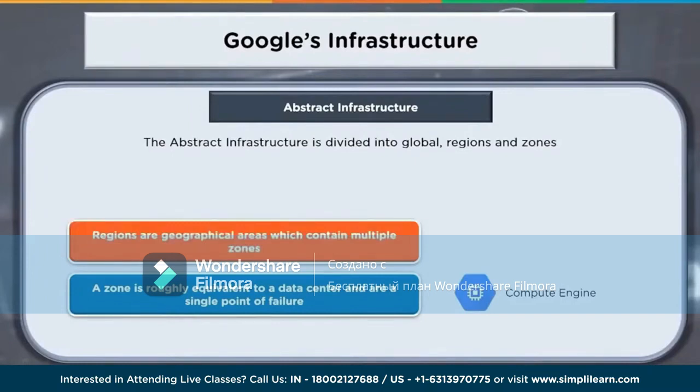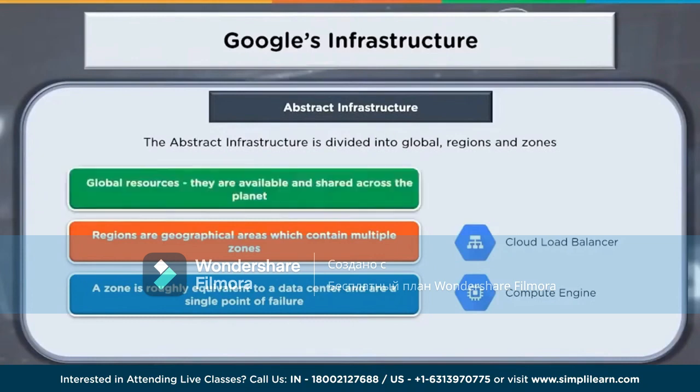So you could have a region for US Central or Europe Central, Europe West, and so on. And within a region, you would have one or multiple zones, and zones basically would allow high availability of resources. So you have cloud load balancer as an example, which is a regional resource. Then you have global resources, and they are available and shared across the planet. So you have various global resources such as network, which could be even your IP addresses and so on.